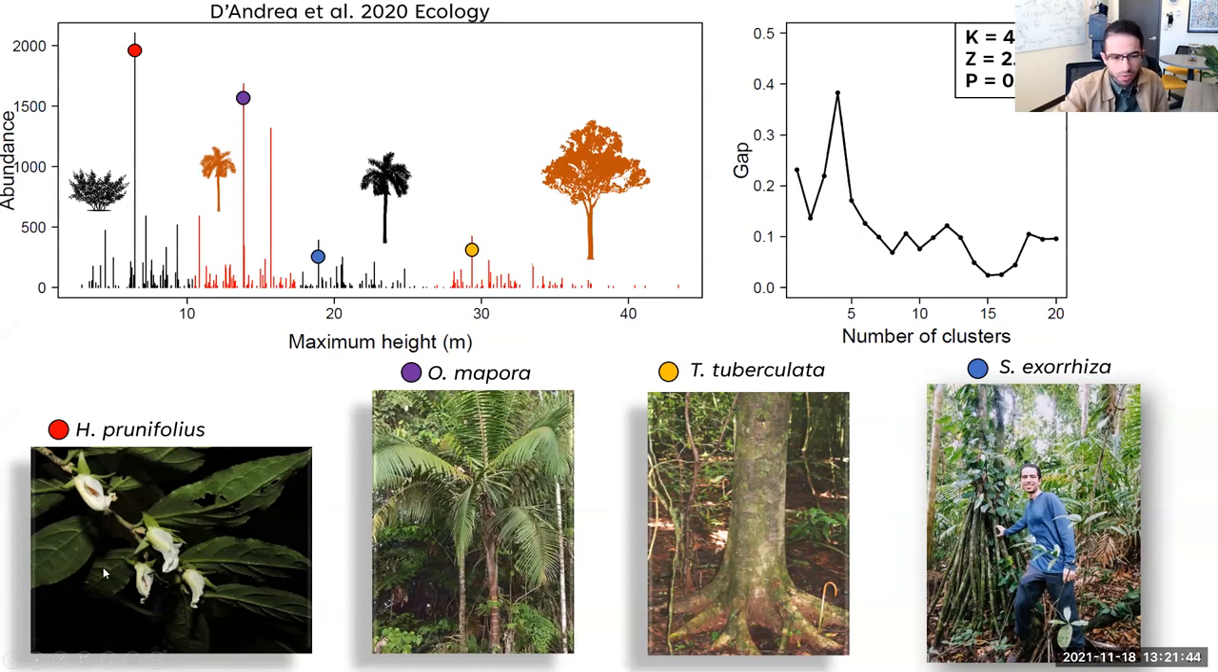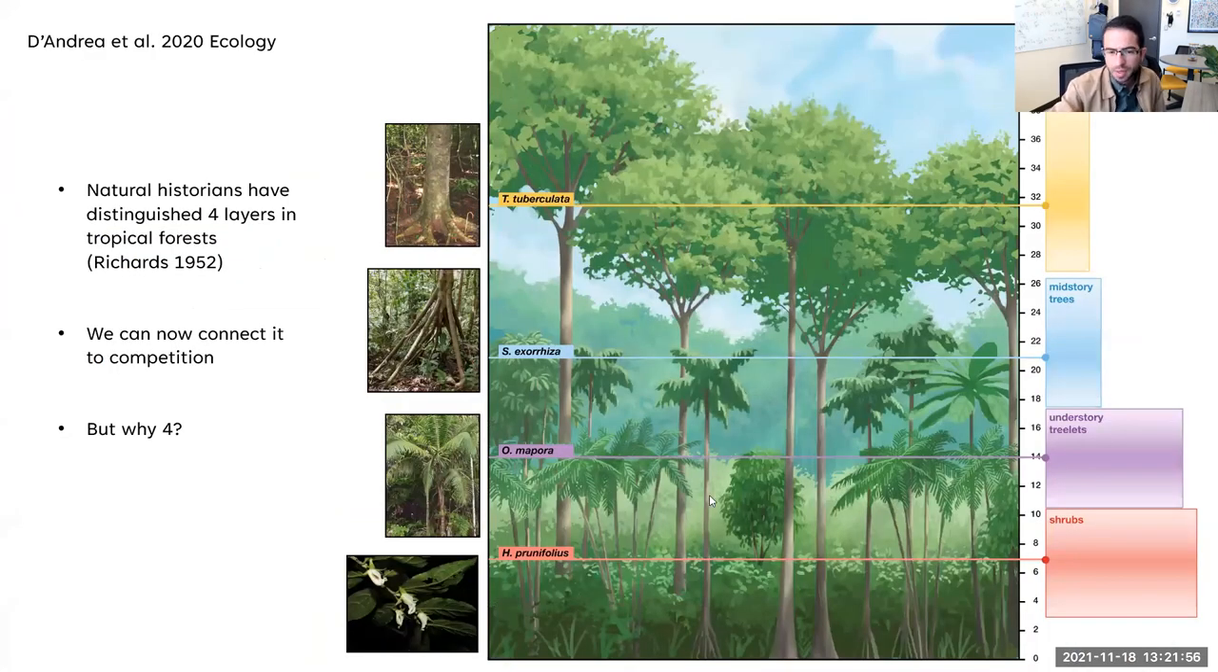So here are some examples of the trees. Here's that running palm again. This time I'm there. Super happy to have actually spotted one in the forest. Pretty cool. So Barro Colorado Island is layered into four layers of maximum height.